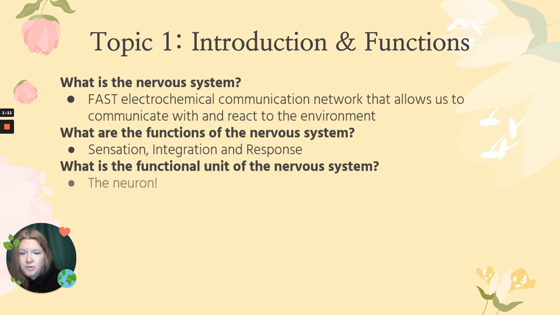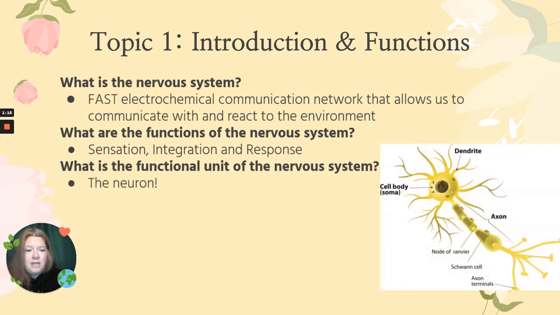What is the functional unit of the nervous system? It's a neuron. All right, so here's what a neuron looks like. One of the interesting things I find about neurons is they're never actually touching. So you see those dendrites, those little tentacle-like things on one side, they're the receivers. They pick up all the signals, and then it travels through the cell body down the axon to the axon terminals. And then the axon terminal is going to get real close to the next dendrite.